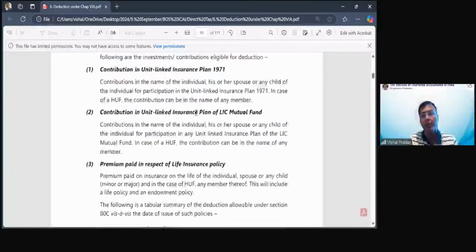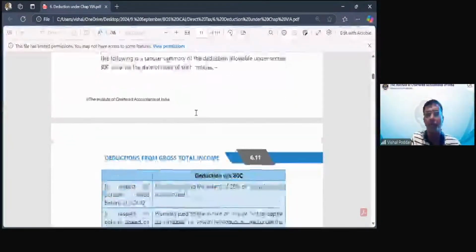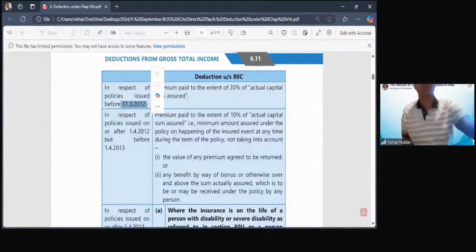Now, what are the payments covered? You have two ULIPs, that is unit linked insurance plan. Then most important over here is the life insurance policy deduction, where you have to remember this cutoff date, which is 31st March 2012, or you can remember 1st April 2012. So this 31st March 2012 date is the cutoff date.